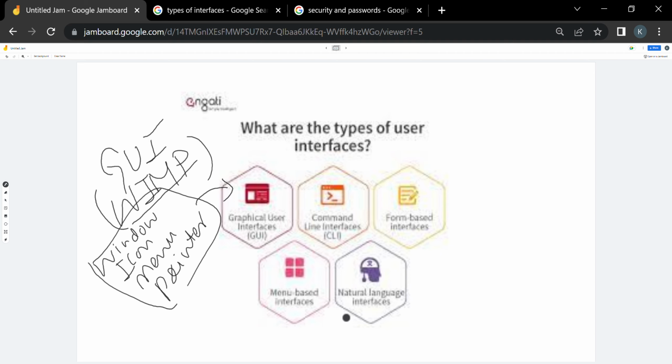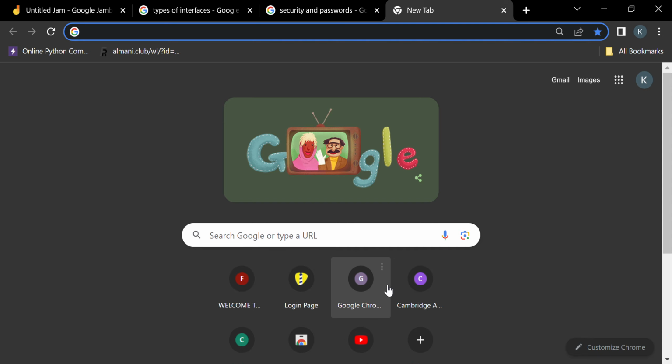Then we have natural language interfaces, very commonly known nowadays, like Cortana and Apple Siri. These are all types of interfaces that provide the interface by using natural language as an input. It could be in the form of text or speech recognition. You can type the text in your language or speak in your own native language and it will perform accordingly. So basically this natural language interface works on speech recognition. So that's all about features of operating system.